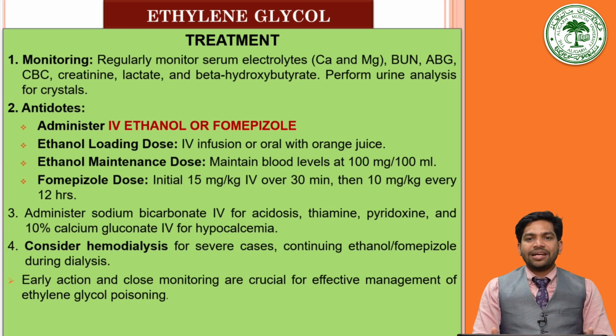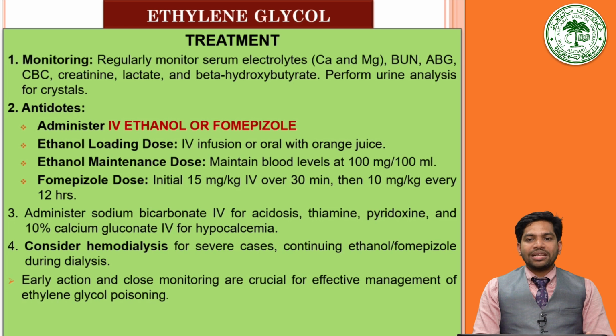Then for the treatment, the main antidotes are IV ethanol and fomepizole. Ethanol is given in a similar way as in methanol poisoning. It is given in IV infusion or orally with orange juice. Then the ethanol maintenance dose is 100 mg per 100 ml, and it shall be continued until there is recovery from the symptoms and the blood parameters are within the normal range.